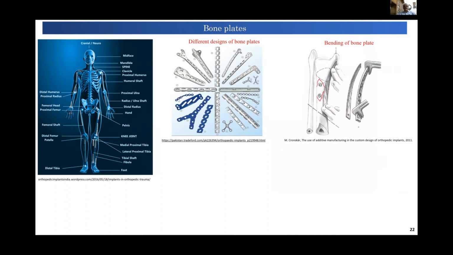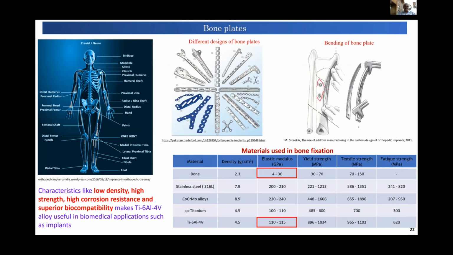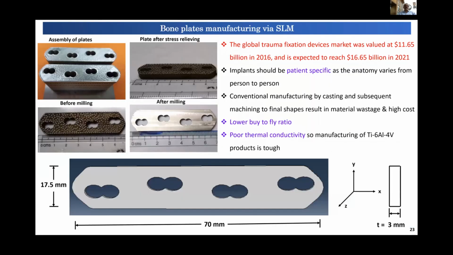Bone plates can be made in different shapes, as is shown here. And the property requirement is a lower elastic modulus, which can match with the bone. And the material choice is, of course, Ti64, which is a very suitable material for these applications. And then we printed the bone plates, and we tried to see whether these bone plates have the properties which we expect, right? By the way, this is also a very big market of about 16 billion in 2021.